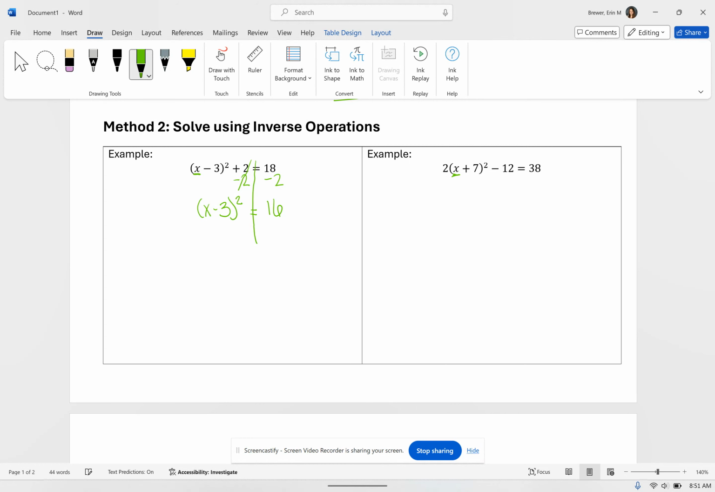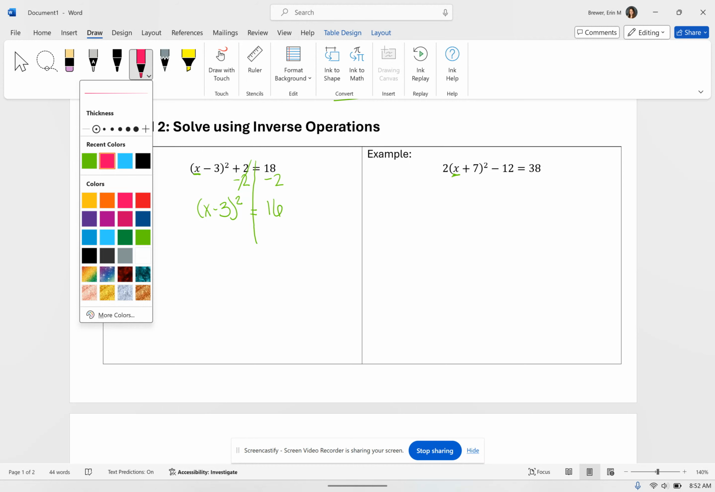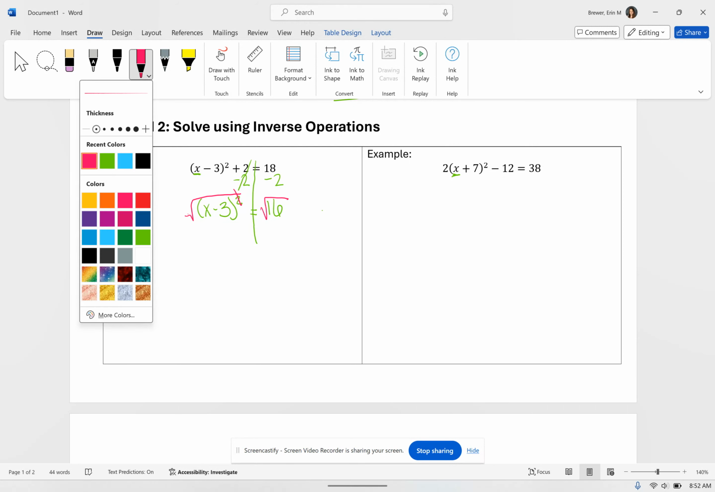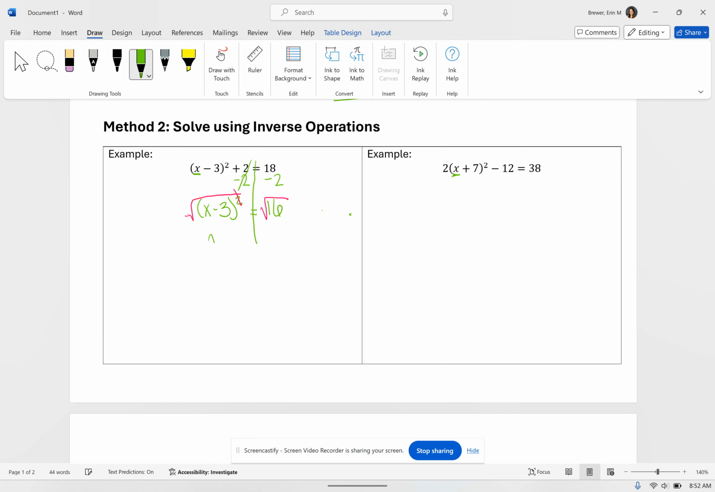16. Now a big idea in this chapter is to undo a squared, we can use a square root. Squared and square root are inverse operations. They're going to undo each other, leaving me then with the x minus 3, no more parentheses needed, equals the square root of 16 means what number times itself is 16. And our first instinct is to just say 4, because 4 times 4 is 16.